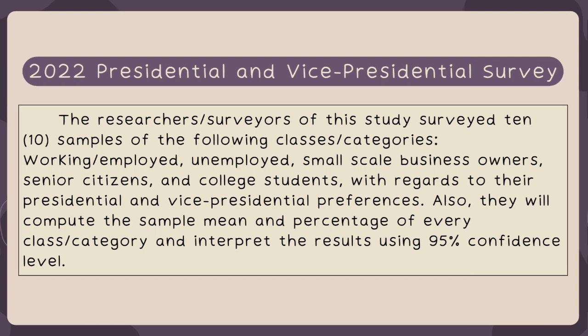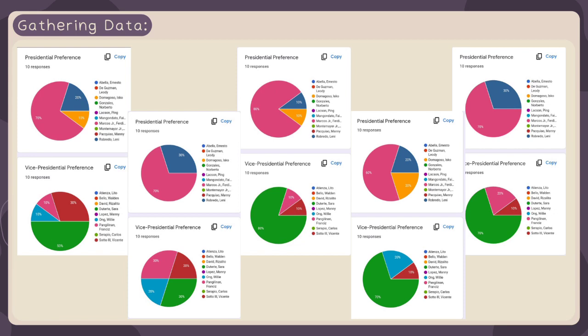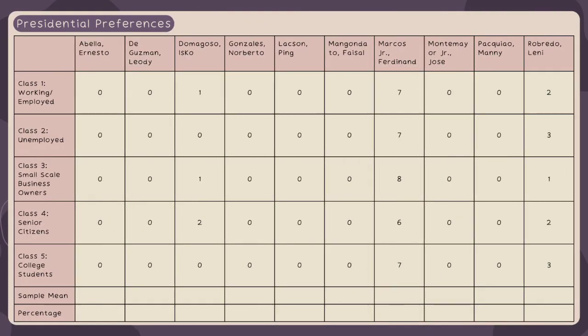95% confidence level. With regards to this, the first thing we did was to look for respondents who could help us with our survey. We started to distribute our survey forms and somehow managed to collect a total of 50 responses. After gathering the data, we arranged them on a table. This is the first table and it is for the presidential preferences. As shown on the screen, there are only 3 presidential candidates that had votes.